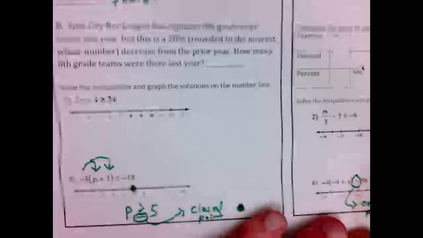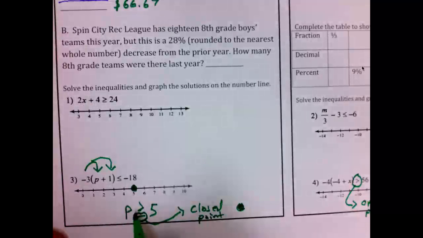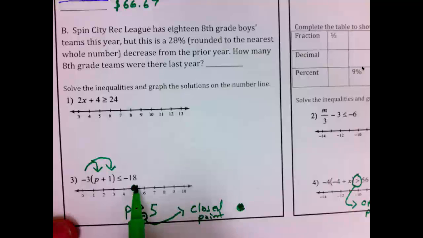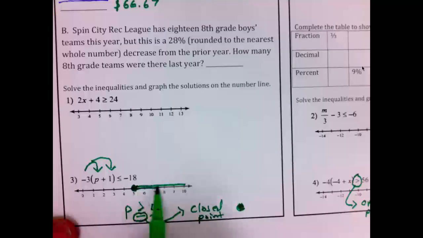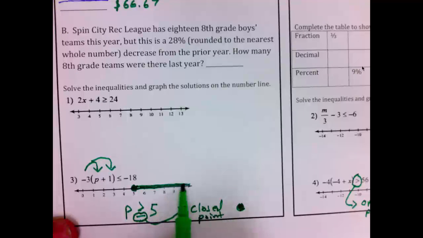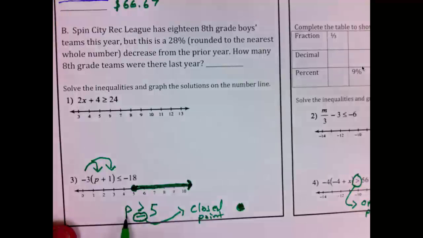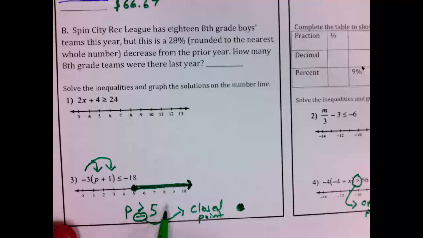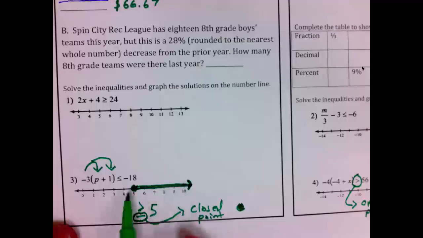All right. So we want values of p greater than 5. Well, values greater than are to the right on the number line, so we will shade to the right. Notice when the variable is on the left, the inequality will point in the direction we're shading. The inequality is pointing to the right. We're shading here to the right. These are values of p greater than 5.